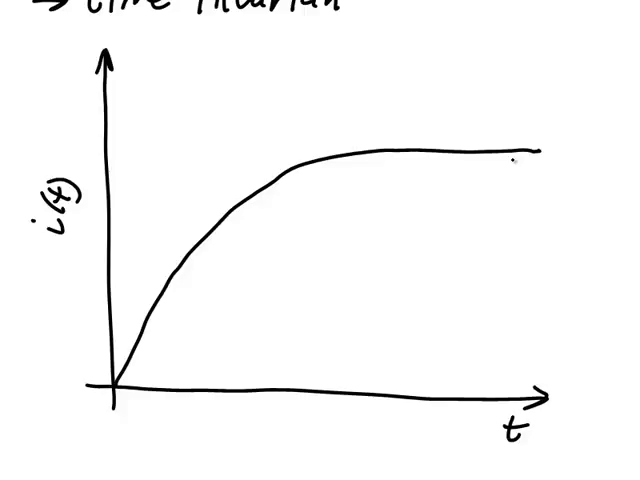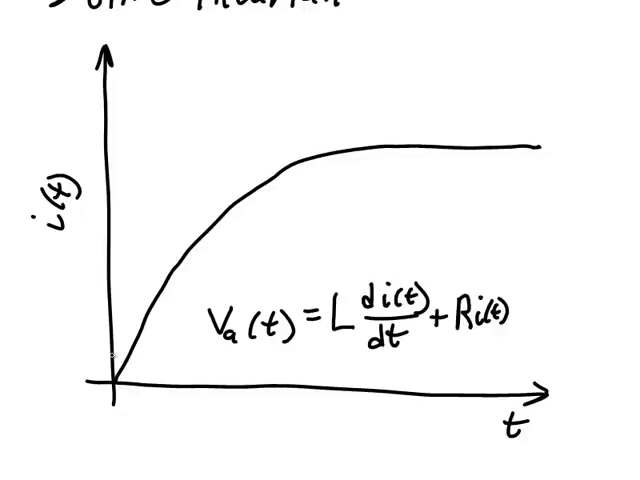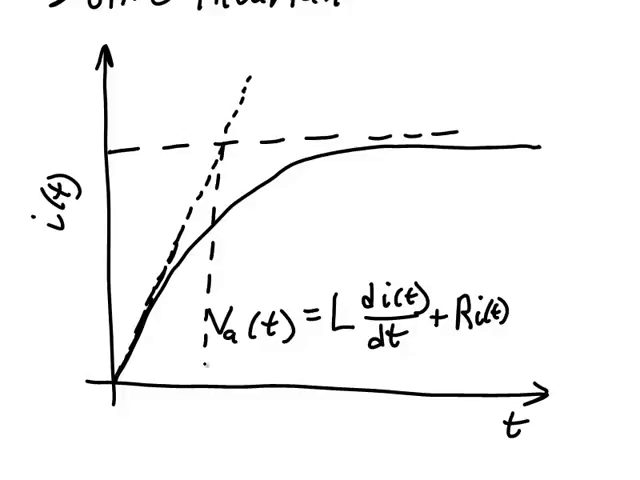Can we figure out what the time constant is just from the equation? Let's see if we can. Remember that the time constant is related to the slope at 0. If we take the slope at 0 and we draw that line up until it intersects the steady state value, the time that it intersects is the time constant. Could we get this just from the equation?